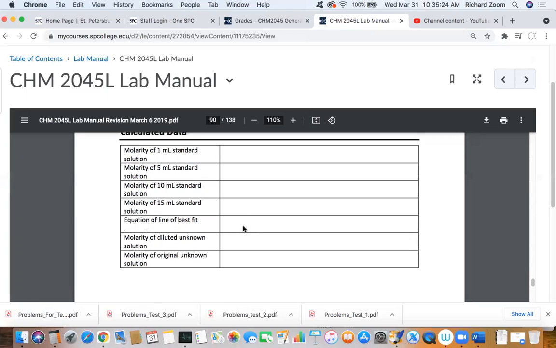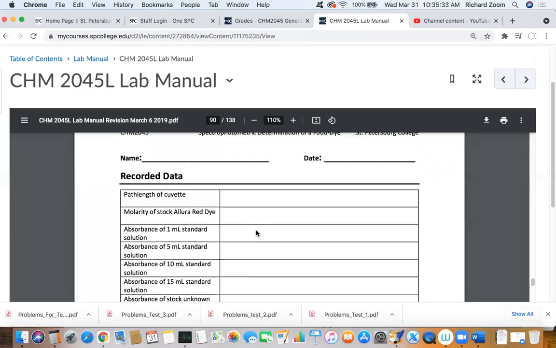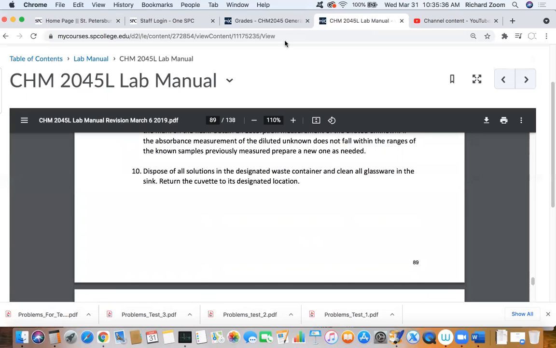And then you should be able to get the line of best fit. Yeah, because I was wondering why my line of best fit was the same as the molarity of the stock. Yeah, it just doesn't work out. All right. Okay. That helps everything.